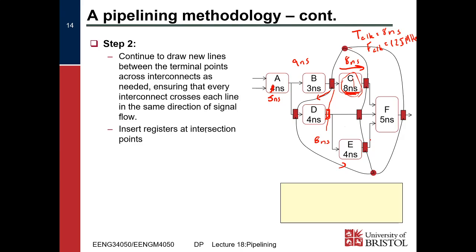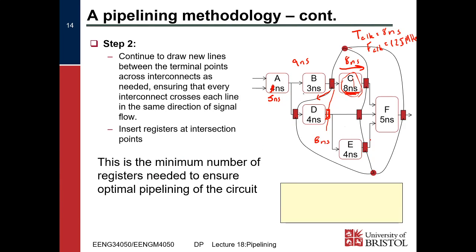So we put our registers at these intersection points where the cut of the graph meets one of the arcs of the graph. This set of registers is the minimum number of registers needed for the optimal pipelining of the circuit. You could draw a few other cuts through this. You won't get any fewer registers while maintaining your T clock equals 8 nanoseconds, right? One option would be to try and move this line over here, but if you did that, you won't have this register here, and so you'll have 4 nanoseconds plus 5 nanoseconds, you'll have a 9 nanosecond path. Right? So that's why that path isn't very good.